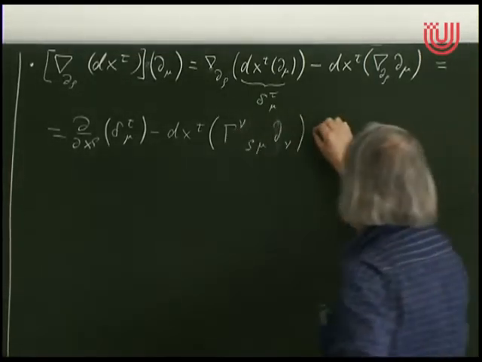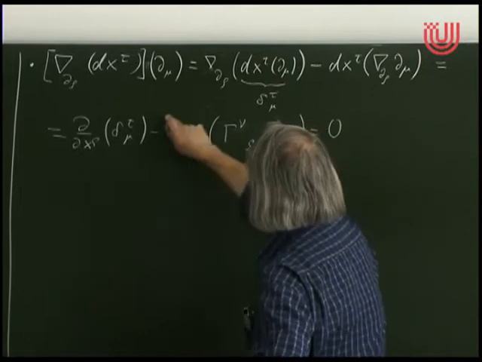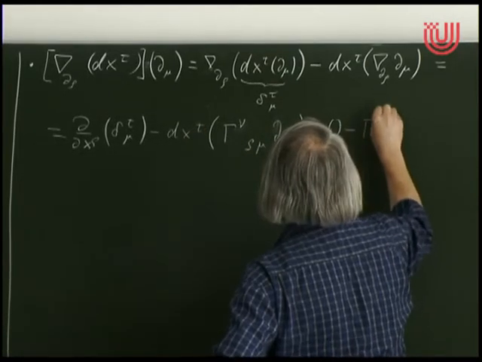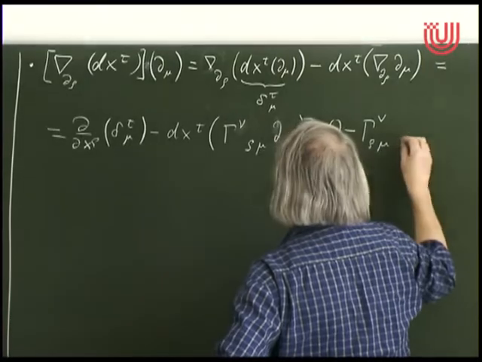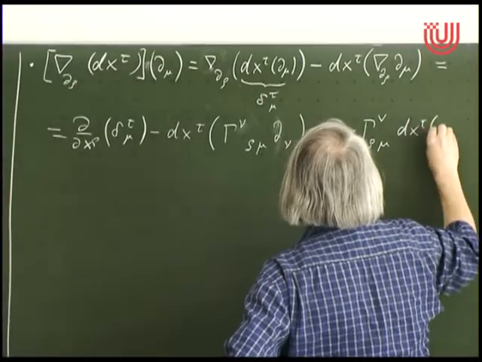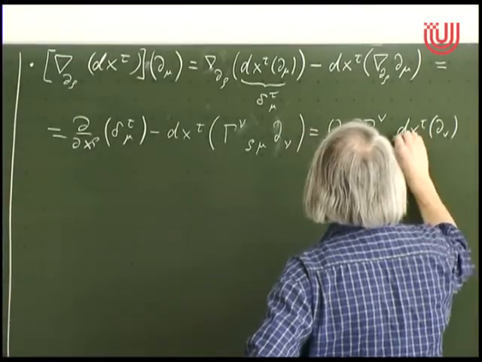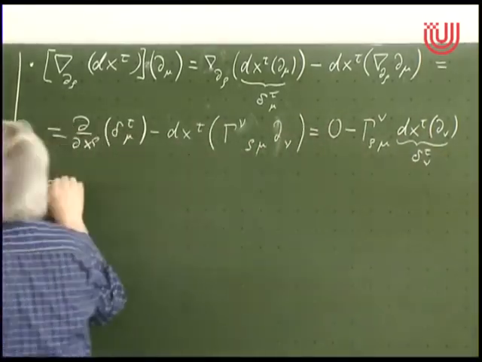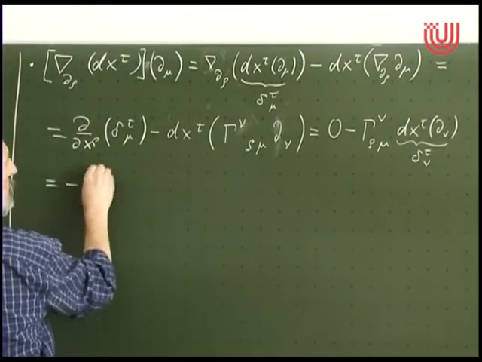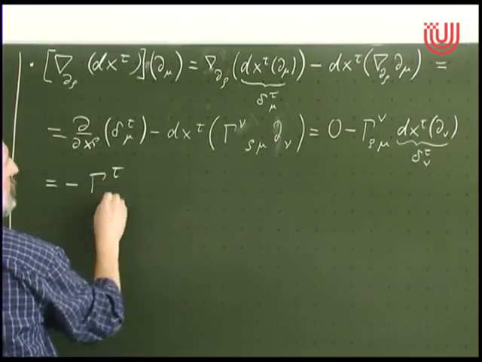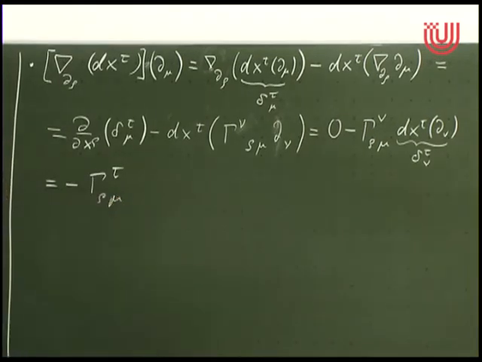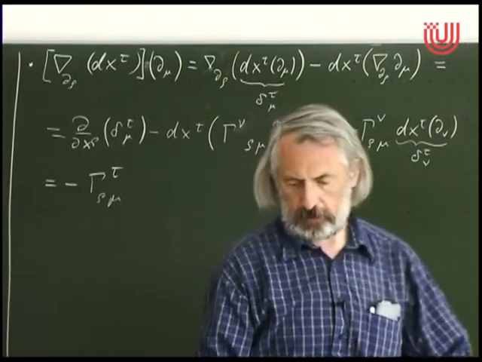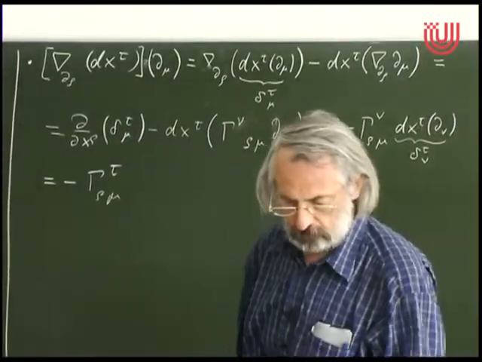Okay, so that's 0. And here I can take the scalar factor out of the bracket. And I get dx^τ d_ν, which is the Kronecker delta δ^τ_ν. And there's this minus Γ, the ν becomes a τ, Γ^τ_ρμ. So that's how the operator acts on the basis 1-forms.